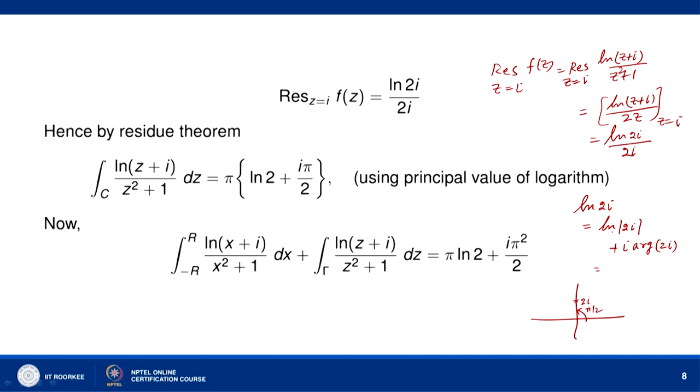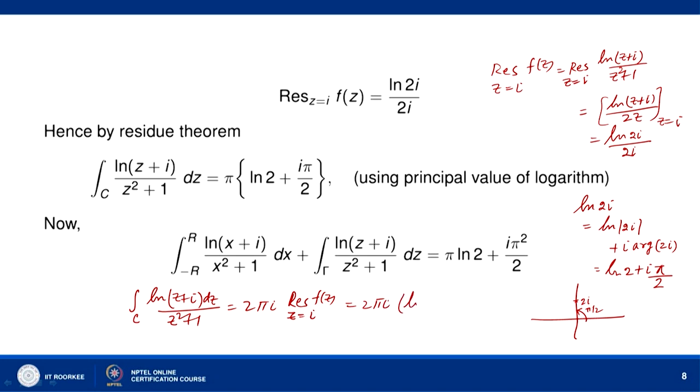So we have ln of the modulus of 2i. The modulus of 2i is 2, so ln 2 plus i times pi by 2. Now what we have is the integral over C of (ln z + i) over (z squared plus 1) dz, which is 2 pi i times the residue of f(z) at z equal to i. So this is 2 pi i times (ln 2 plus i pi by 2) divided by 2i.